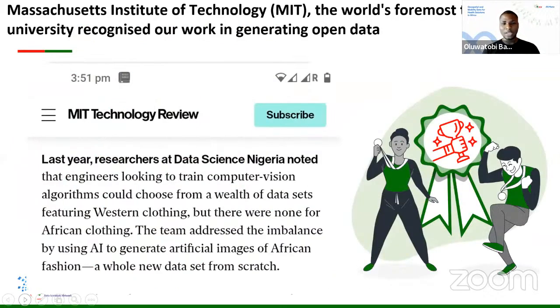MIT actually recognized our work when it comes to generating open data. It's one of those things that we do here at DSN. Because we're trying to make everything accessible, we're trying to make everybody understand the realities of things here.